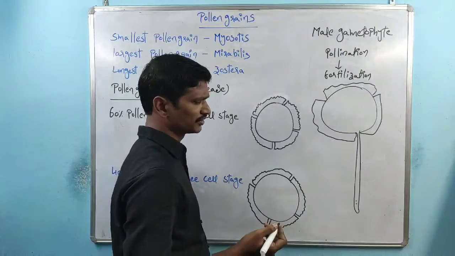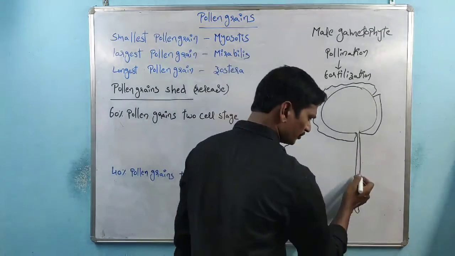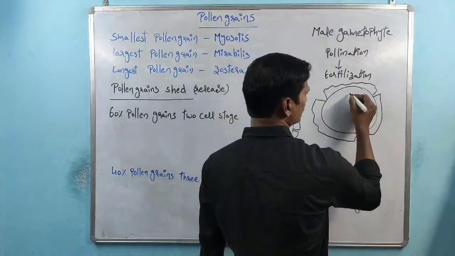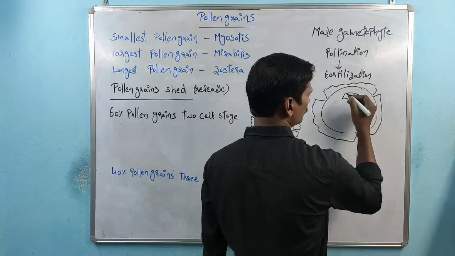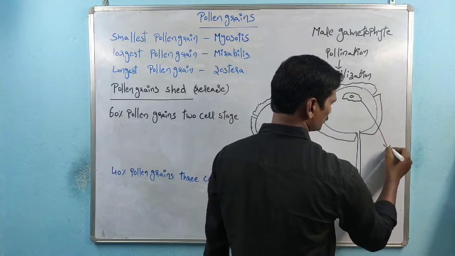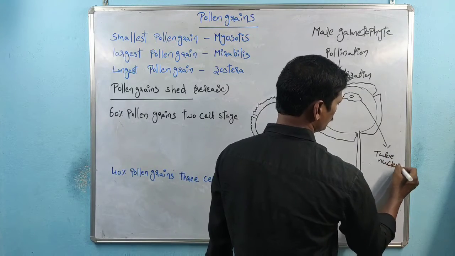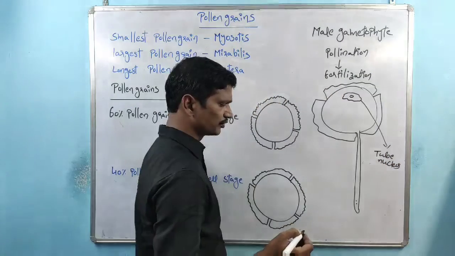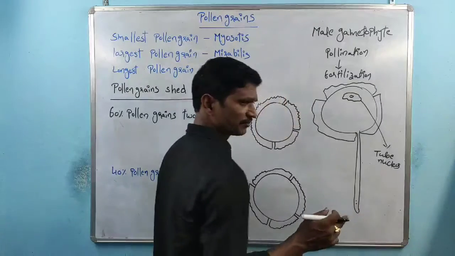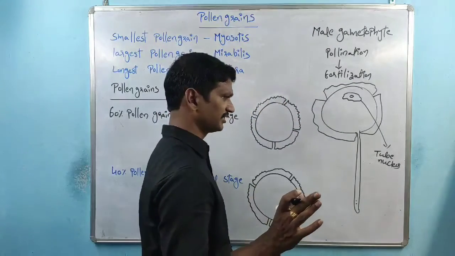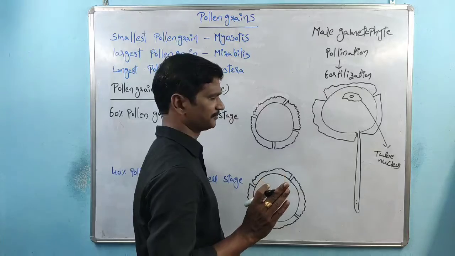If anyone asks, sir, how does the continuous tube formation take place? We already discussed that a large, irregular-sized nucleus is present. This nucleus is called the tube nucleus, and the tube nucleus is involved in the pollen tube formation. So that is about the tube nucleus.